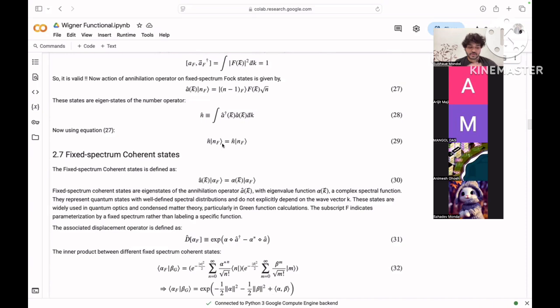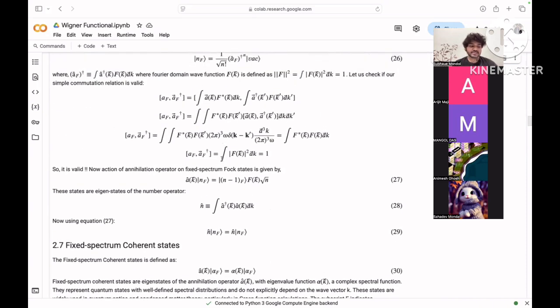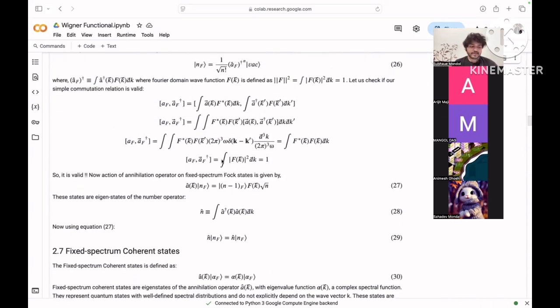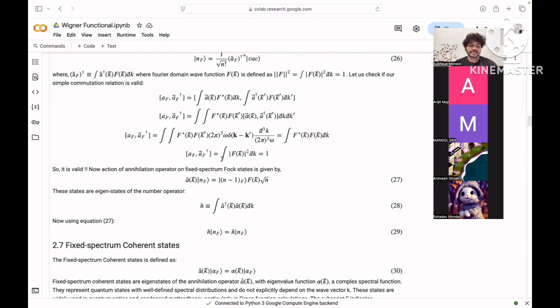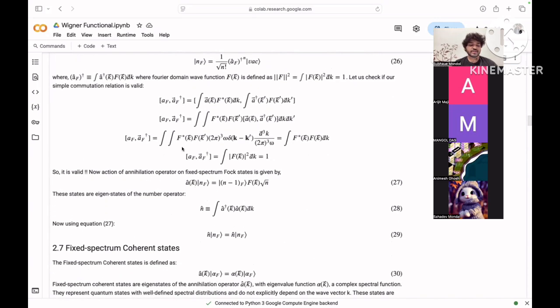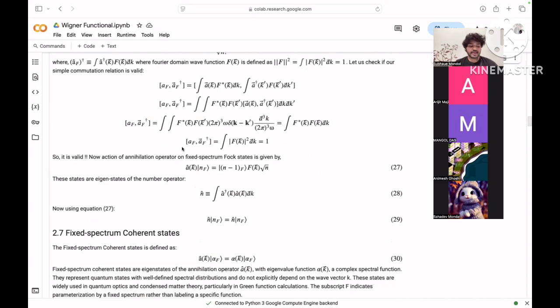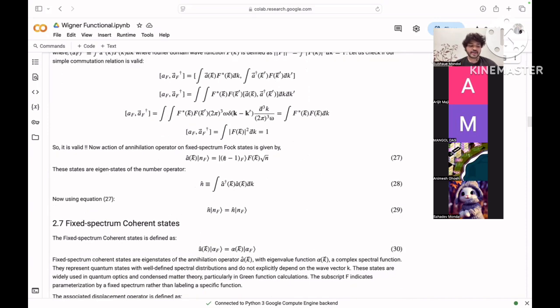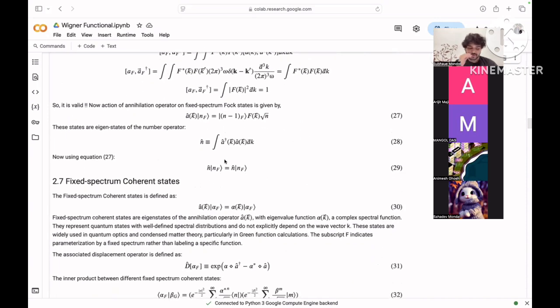And the takeaway from this section is that the A operators obey the canonical bosonic commutation rule, and we have seen the action of the annihilation operator, and we can conclude that these states are eigenstates of the number operator, and this builds the connection with the observable particle counts in quantum optics.